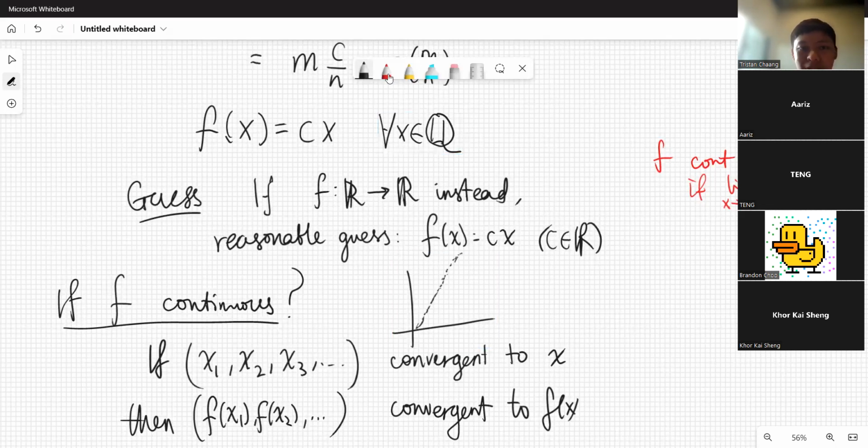Because Q is what we call dense in R. And what do I mean by dense? It says given any interval, there must be a rational number inside. So if we take the real line, for example, and we take a very, very small interval, however small it is, there is still a rational number inside. Does that make sense?